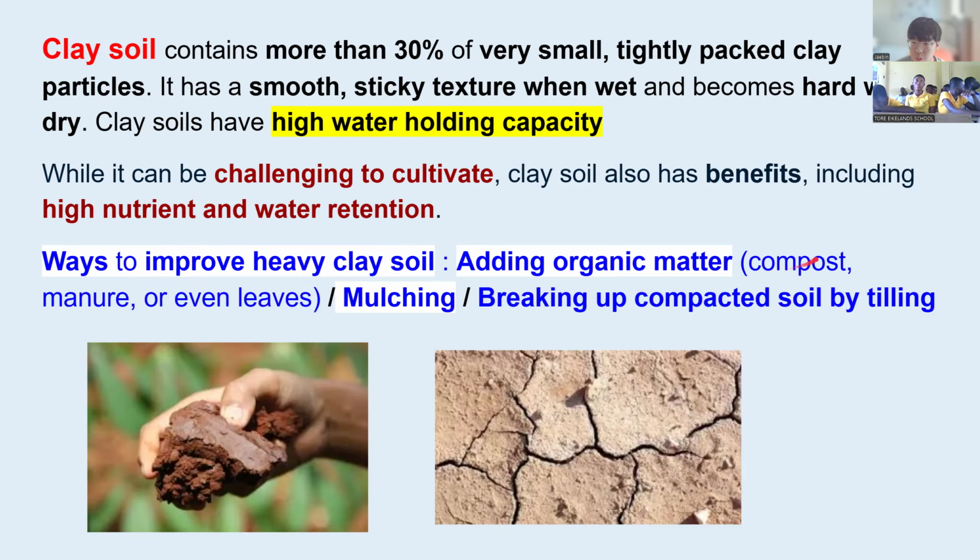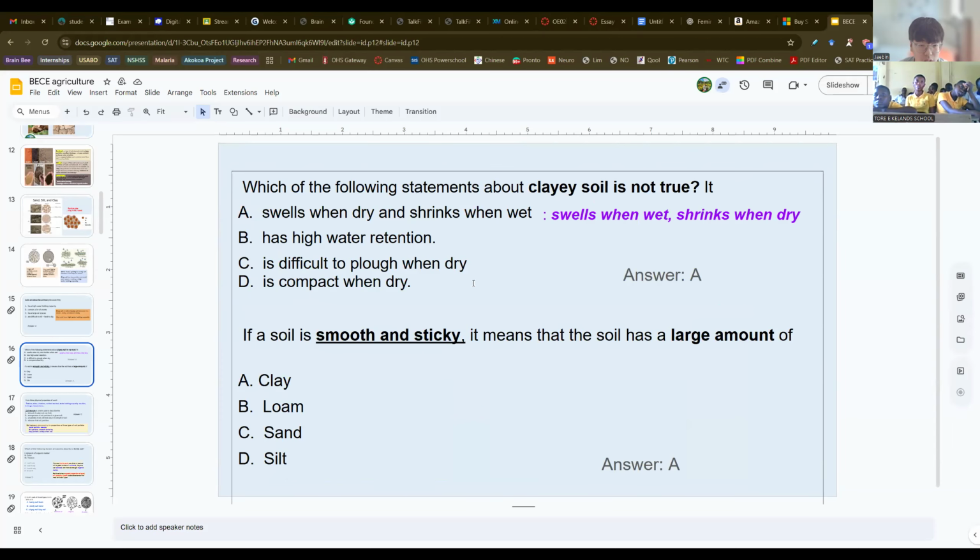So, clay soil might not be the best type of soil for farming. But it can be improved in different ways, like by adding organic matter, mulching, or breaking up compacted soil by tilling. So these are different methods of making improvements to heavy clay soil. And yeah, always remember these properties of clay soil. And I will share the slide after as well so you can look at it.